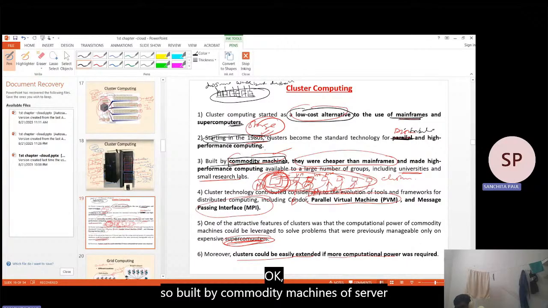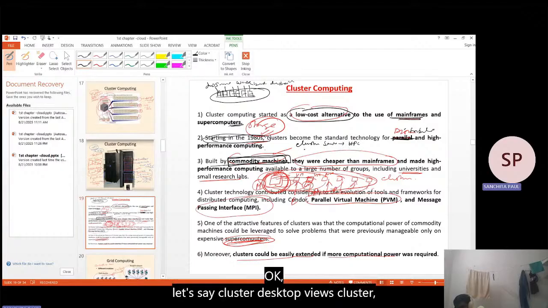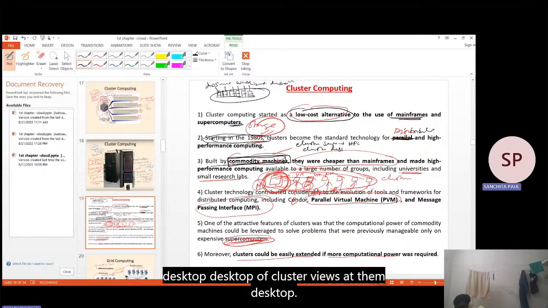अब सर्वर की जगह हम यहाँ पे commodity machines भी यूज कर सकते हैं. तो सर्वर हो गया तो उसको हम लोग बोलेंगे क्लस्टर सर्वर. तो हमारा जो HPC है वो हमारा क्लस्टर सर्वर है. ठीक है, वैसे ही क्लस्टर डेस्कटॉप भी हो सकता है. तो वहाँ पे क्या होता है, commodity machines मतलब जो low cost machine होता है, they were cheaper than mainframe.